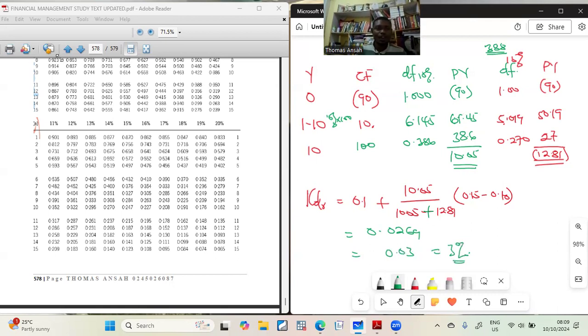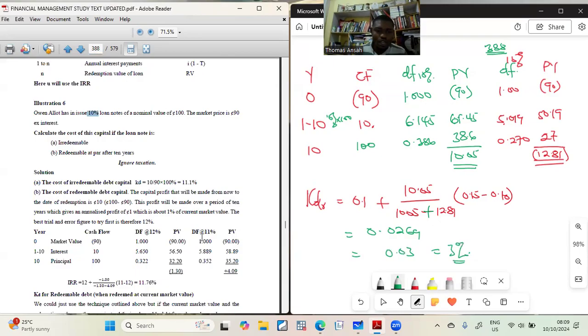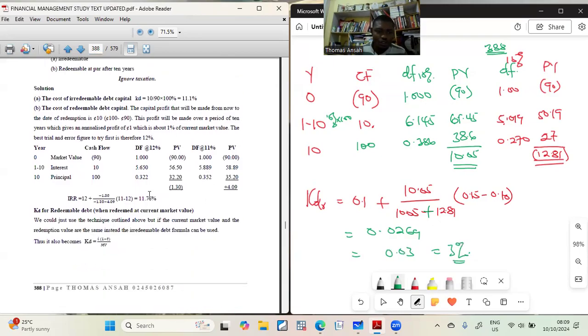You use the IRR to achieve that. So let's go back to our page 888. So here 12% was used and 11%. So the cost was 11 points. So you see, everybody can get a different answer. That's the beauty of financial management. All right. So the process is the one that is marked. And I told you that if the value redeemed is the same as the current market value, you use this formula instead. So that's how you do cost of debt.